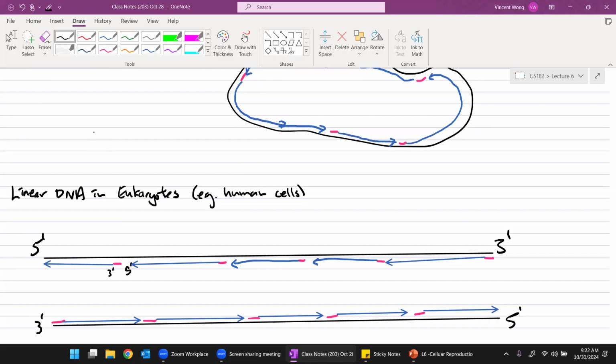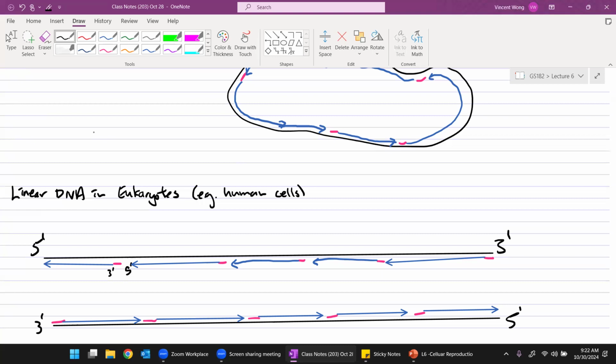This happens every time we copy our DNA. Every time your cell divides, you copy your DNA, you lose a bit at the end, and you lose a bit at the end. Imagine every time you read your textbook, you have to rip out some pages from the end. Okay? Eventually, what's going to happen? Your book gets thinner and thinner, right? And you're going to start losing important information.